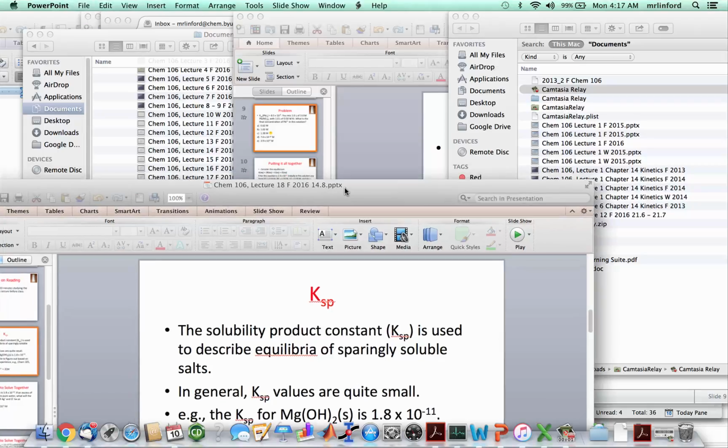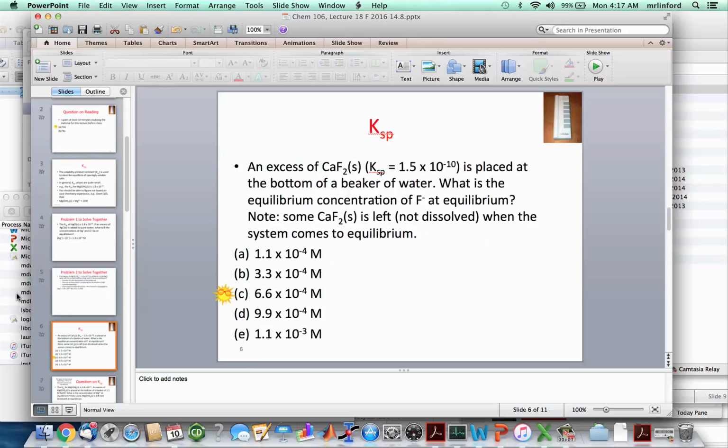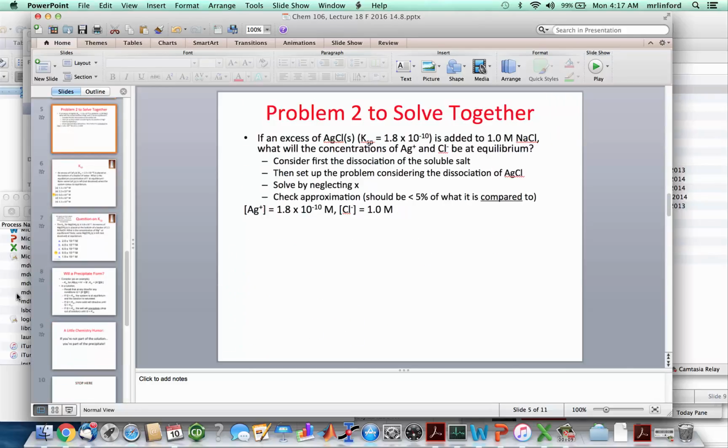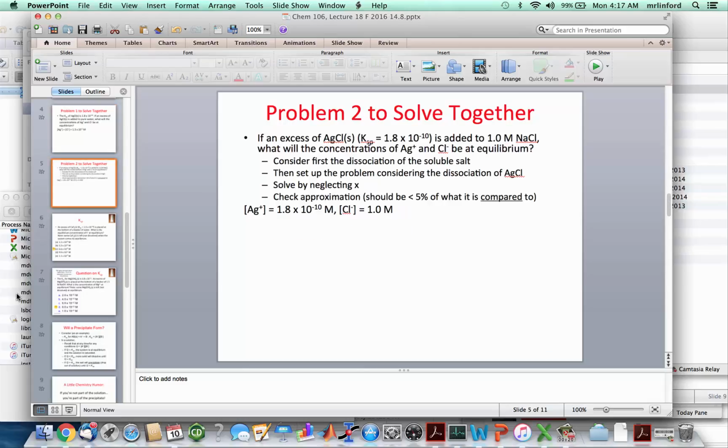All right, welcome. So this is lecture 18 of Chemistry 106. I believe when we met before, we discussed this problem here. This was a fairly straightforward problem, one I would hope that you could solve fairly easily. We had started to solve this problem, which is a little bit more involved.